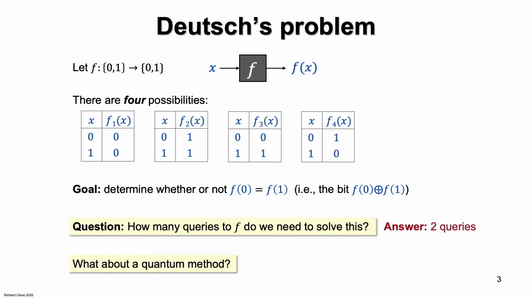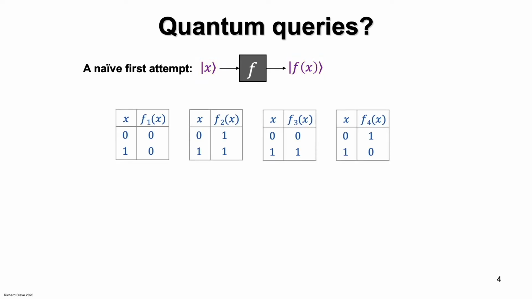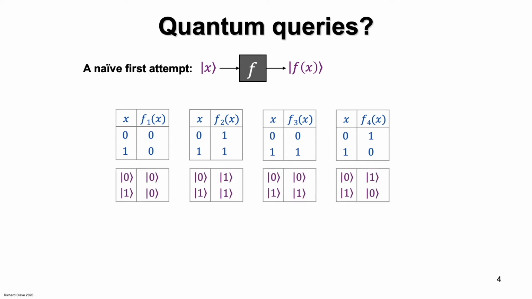Well, to address this, we need to know what is meant by a quantum method. Is there such a thing as a quantum query? The classical query maps bits to bits. Define a quantum query so as to map the corresponding computational basis states to computational basis states. So here are the 4 possible functions again. And here would be the corresponding mappings on computational basis states. By linearity, we get these 4 linear operators.